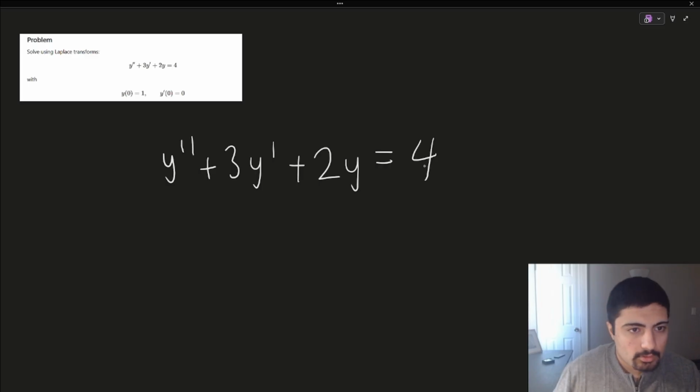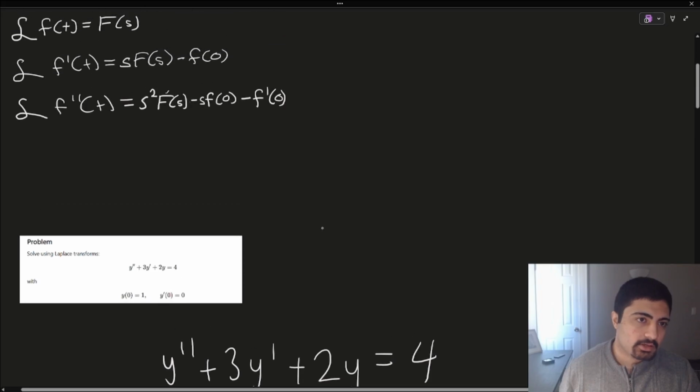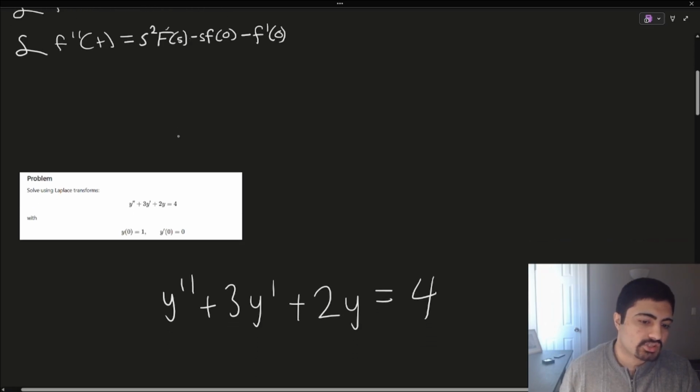Okay, well, this is a non-homogeneous differential equation. We could solve this using variation of parameters or undetermined coefficients. All of these methods would work. You don't need Laplace to solve this, but for the sake of learning, we're going to use Laplace. So the first thing we want to do is take the Laplace of both sides. And as you can see, f of t is capital F of s, f double prime is this, and we can literally just use these things.